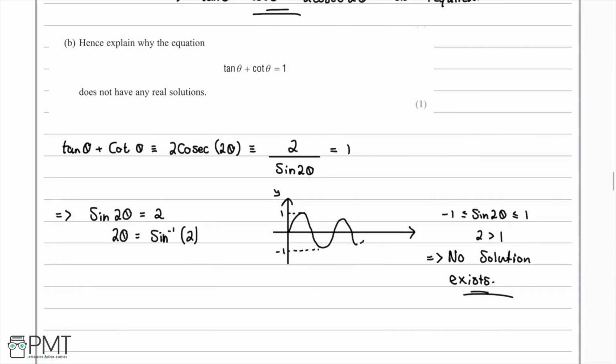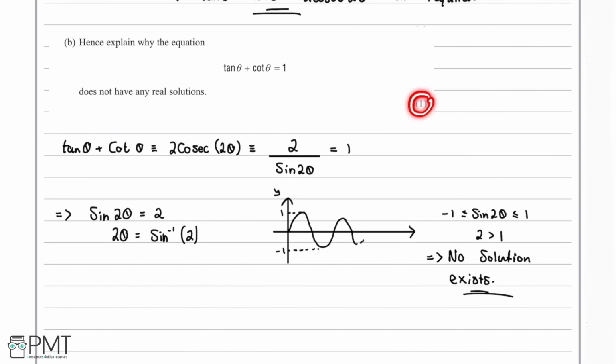Now for question B, it was worth 1 mark. And we achieved this mark for coming to the conclusion that sine 2 theta only runs between 1 and -1, and therefore no solution exists.